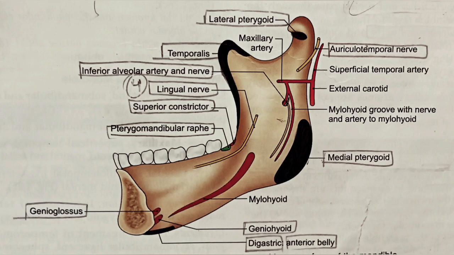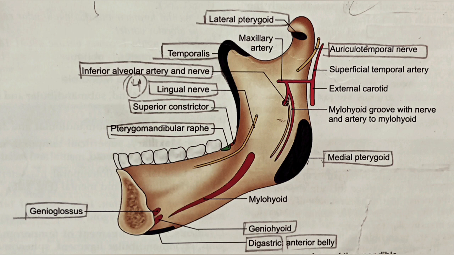Now we will discuss the attachments of the muscles on the inner surface of the mandible. As we have discussed earlier, the temporalis muscle is inserted on the apex portion as well as on the medial side. On the medial side we can see the attachment of the temporalis muscle, and we can see that it extends downwards on the anterior border of the ramus of the mandible. The next muscle we will discuss is the mylohyoid muscle. The mylohyoid line gives the origin to the mylohyoid muscle.